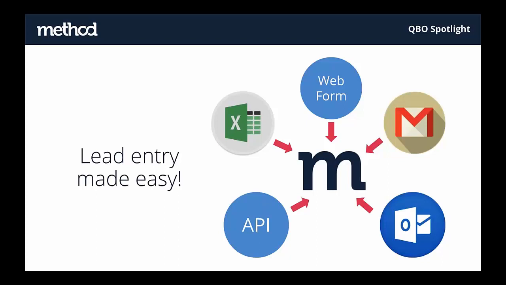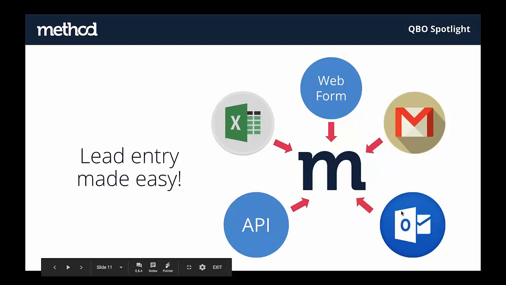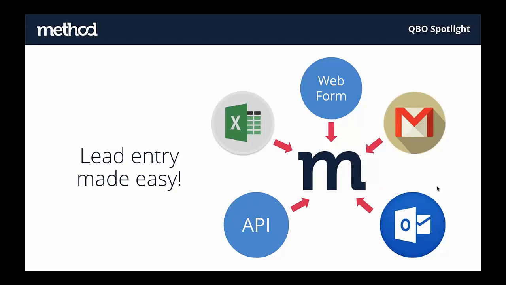And we do that a lot of different ways. So, lead entry made easy. We have web forms, which is what we're going to focus on here at the top in our first example. But if you have an Excel file, or you have leads that you're currently managing from another solution, we can import them. Our Gmail gadget, for those that are technical, we have an API, and then also our Outlook gadget, which we'll show as well here today.